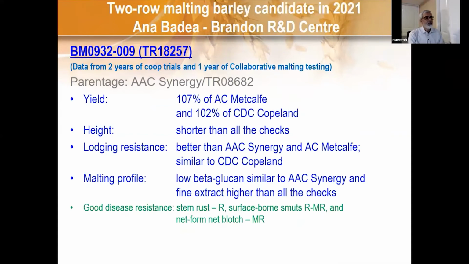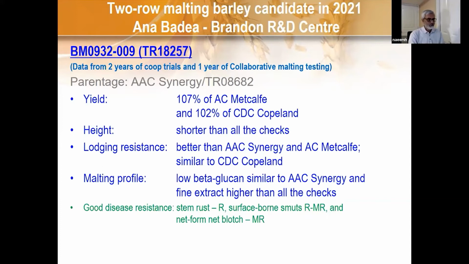Three lines will be presented at the PGDC meeting this year. Two of them are malting barley and one of them is feed barley. TR18257 is a malting line. It has a 7% yield advantage over AC Metcalf and 2% over CDC Copeland. It's shorter than all the checks. Lodging resistance is better than AAC Synergy and AC Metcalf, but similar to CDC Copeland.